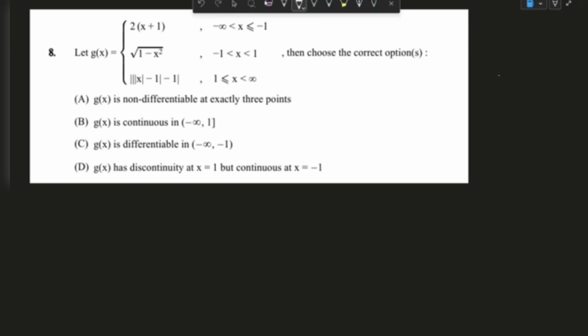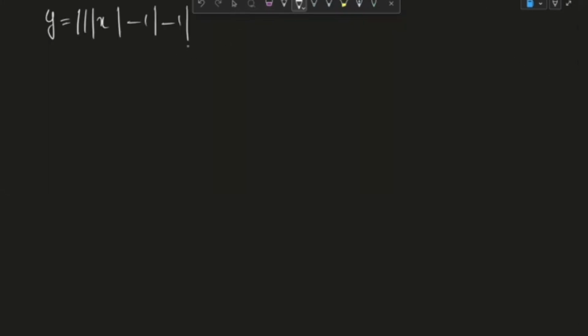So I will draw the graph for this. The other two, one is a straight line and the other is a semicircle. You can draw those, but this thing is a bit complex. Because we haven't encountered graph transformation questions still, I will try to demonstrate this to you guys. So basically we will first start from here. Mod x is innermost. We know the graph of mod x, it is something like this. This is y equal to mod x.